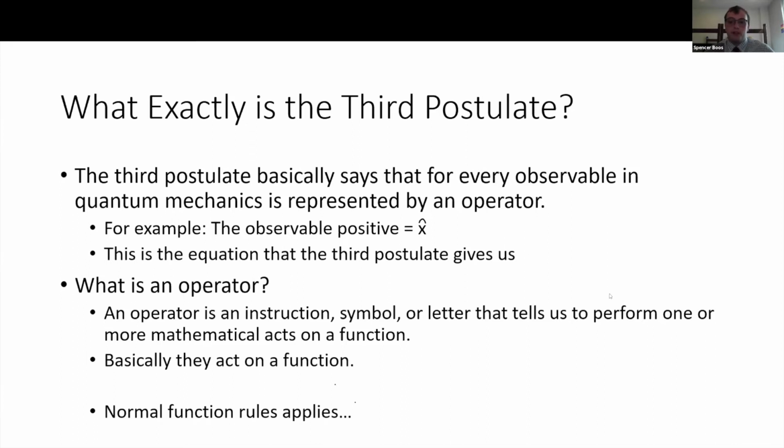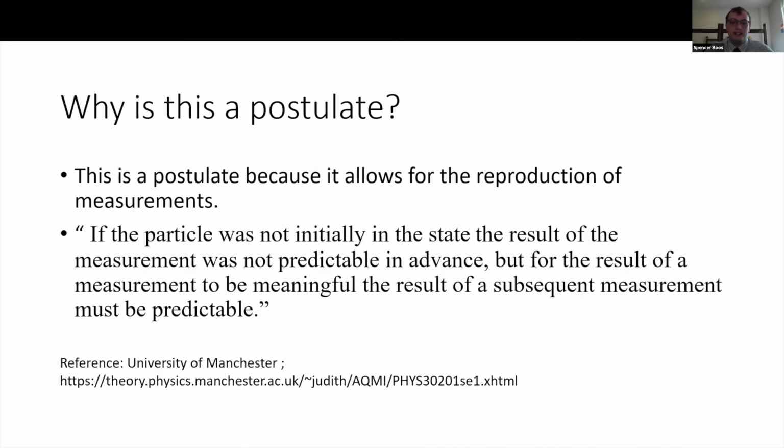It got rid of the picture that I was supposed to have here, so sorry, team. So moving on, what is an operator? An operator is like an instruction, a symbol, or letter that tells us to perform a mathematical act on a function. Basically, they act on a function, however, normal function rules apply. So why is this a postulate? This is a postulate because it allows for the reproduction of these measurements. So if we can't reproduce the results, how can we confirm our findings?